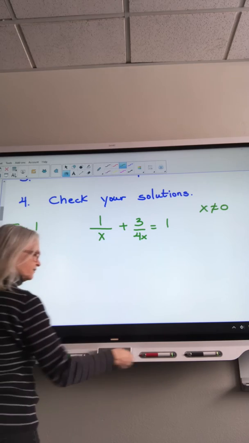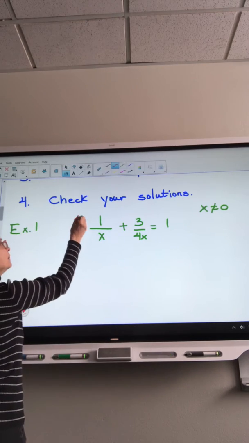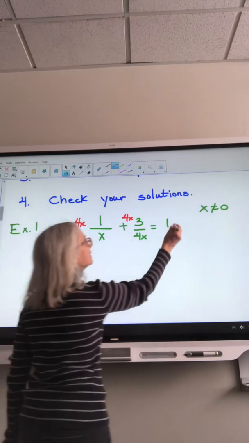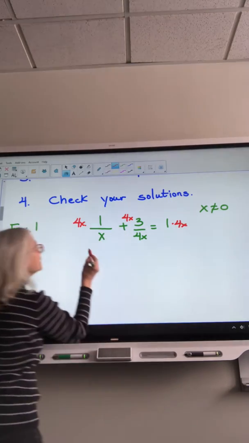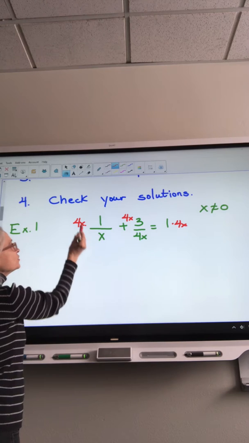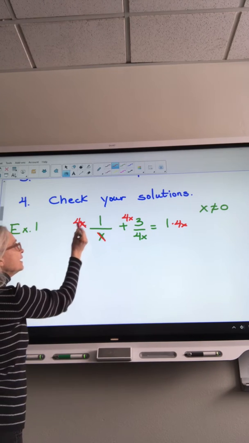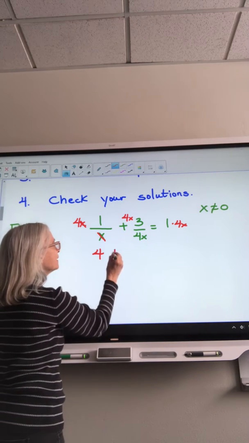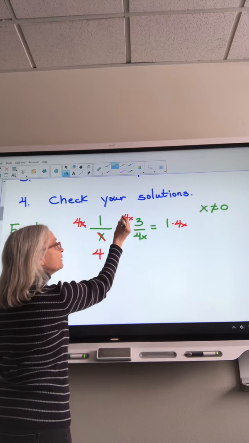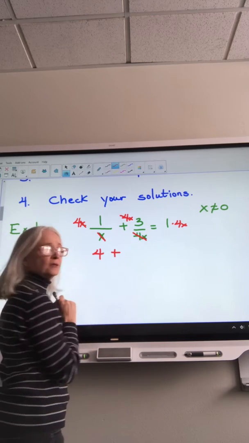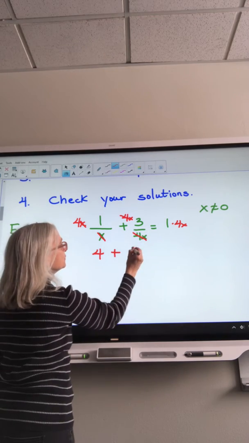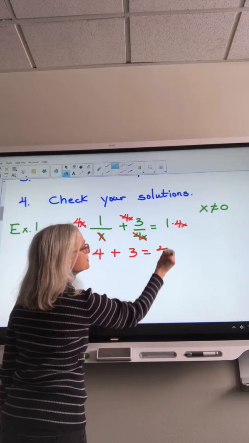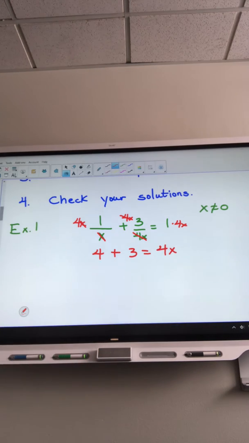I think I'll do that in a different color. And then 4x, and then 4x. So in this term, the x's are going to cancel out so that you would have 4 times 1, which is 4. In this term, they both have 4x, so that would completely cancel out. So you're left with the 3. And then the last term, it's going to be 1 times 4x, so we get 4x.